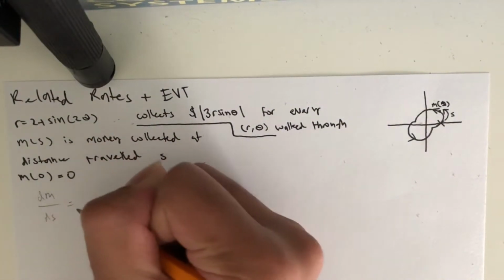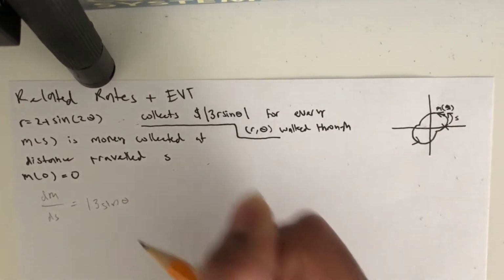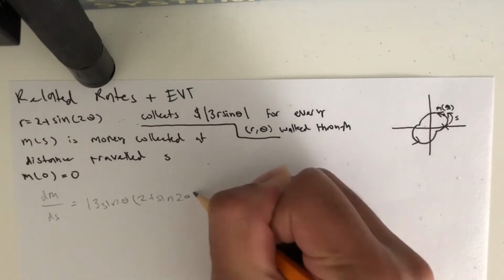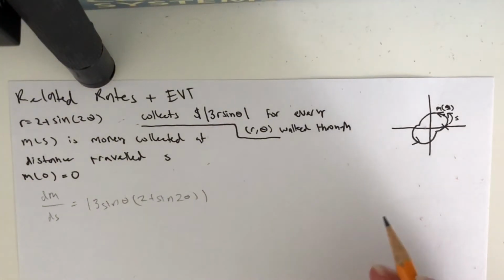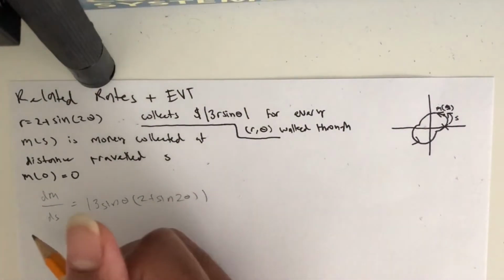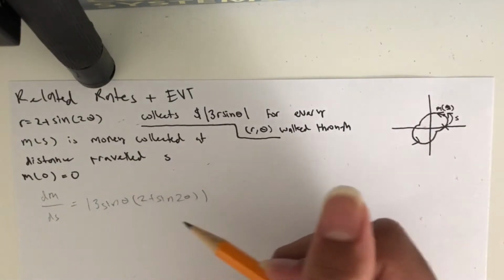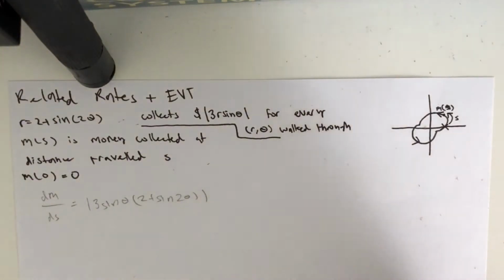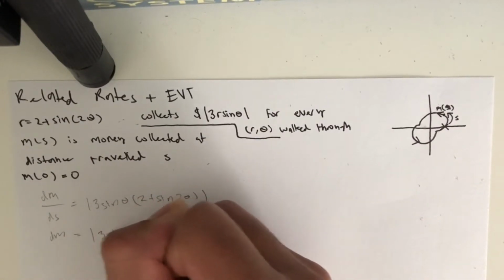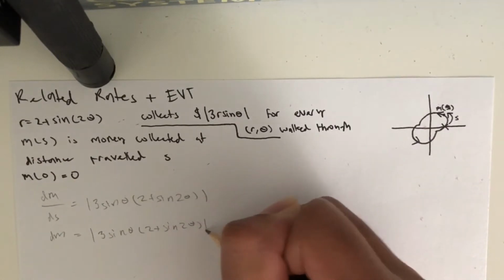So dm over ds is the absolute value of 3 sine theta times r. We can just plug in what we already have for r, which is 2 plus sine 2 theta. Next, we need to find what ds is in terms of theta, because what we want to do is get everything in terms of theta. We want to get dm in terms of theta, because then we can integrate and find how much money he made. So we can say dm equals the absolute value of 3 sine theta, times 2 plus sine 2 theta, ds.